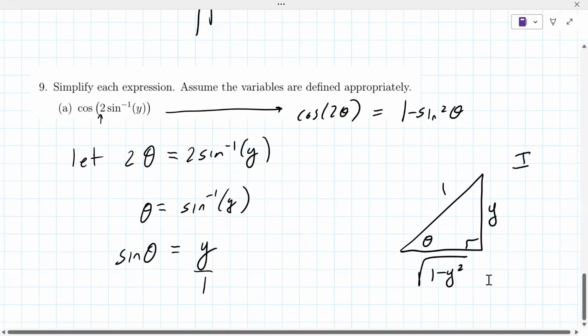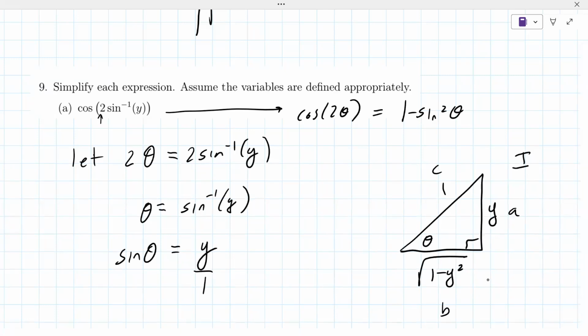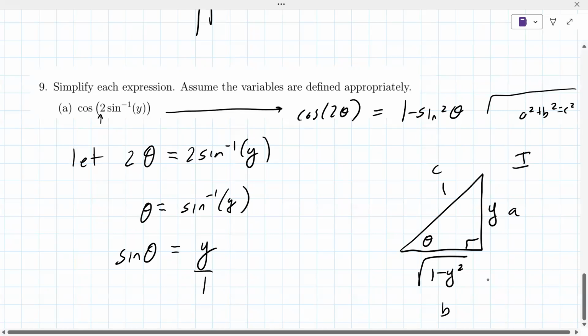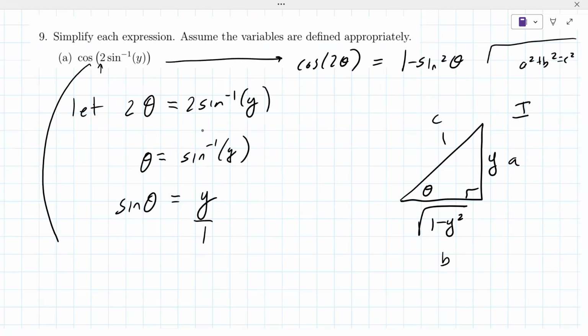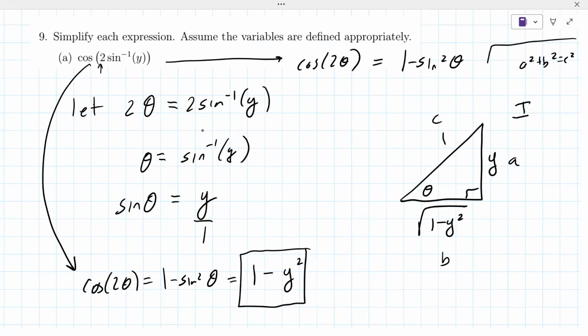If you needed to, that's using the Pythagorean theorem, a squared plus b squared equals c squared. You will use that again in calculus too, in this trig substitution stuff. All right, so then coming down here, like we said, it's really cosine of 2 theta, which is really 1 minus sine squared theta, which is 1 minus y squared. Sine is y, so that's your answer. Okay. What does that mean? I don't know. Doesn't mean anything.